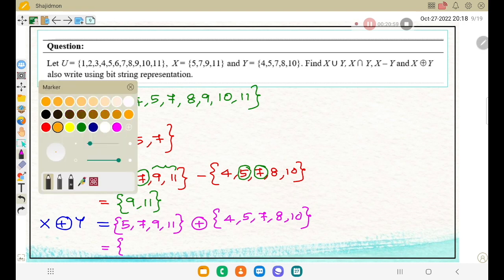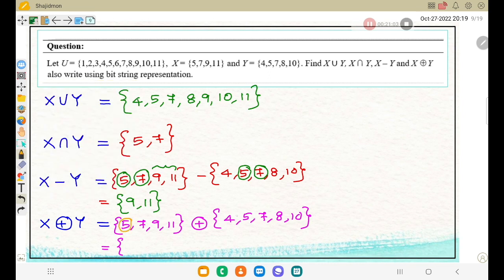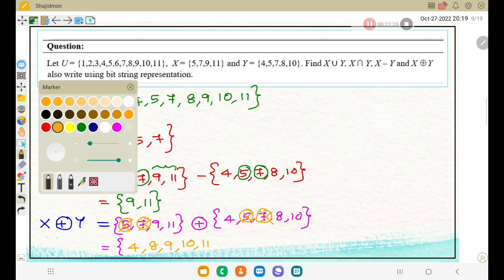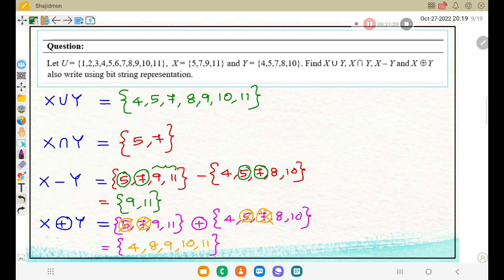So what you do now, just mark the intersection numbers. For example, 5 here and here are there, no need to write this one in symmetric difference. Okay, and 7 here is there and here also there, so we cannot write in x symmetric difference y set. Write all other elements. Okay, so what are the elements we are writing? 4 we can write, then 8 we can write, 9 we can write, 10 we can write, 11 we can write. I just write in the order, any order you can write, no problem. So symmetric difference means, okay, it belongs to x union y, both sets, but it should not be in the intersection. Okay, intersection elements just cancel. So this is the answer we are getting.